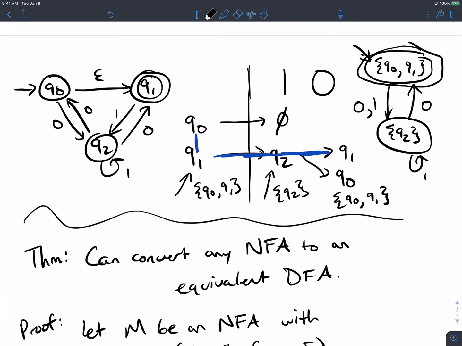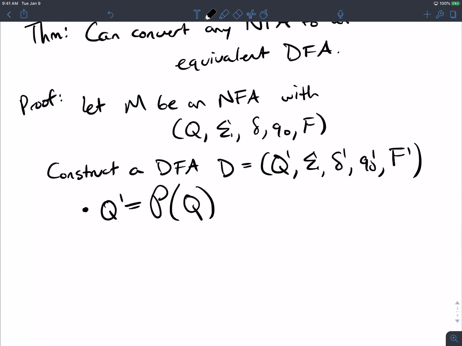Do you think the DFA will have a state labeled empty set? Is the empty set a subset of the state set? Yeah, it's a subset of everything. So all possible subsets that you could reach will be in here.